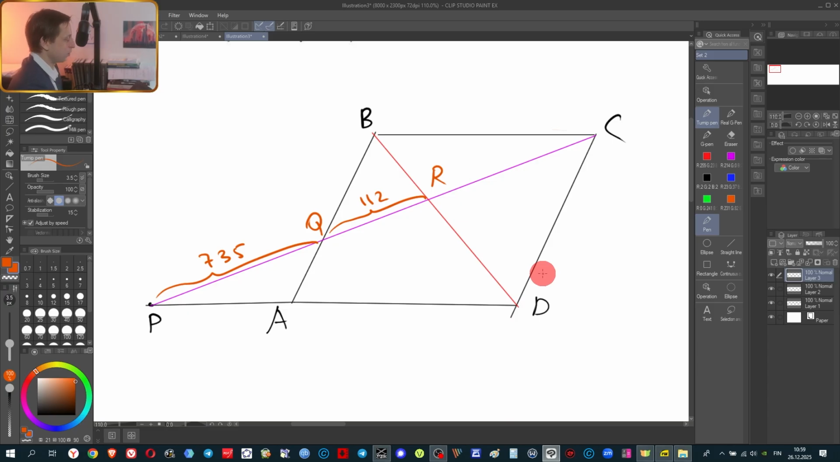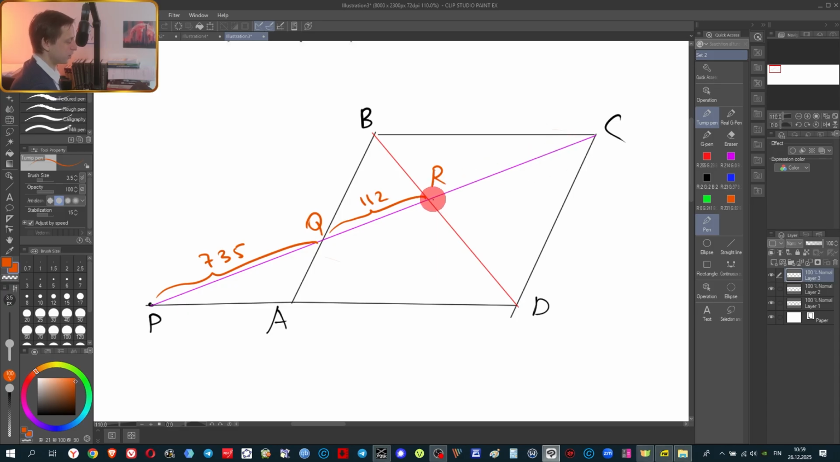And obviously, it will be the key to solve such problems because these segments are actually sides of these similar triangles. 112 is this side of the triangle, which is similar to this one. 735 is the side of this triangle, and therefore, I will use similar triangles to solve the problem. It looks like a very reasonable thing.